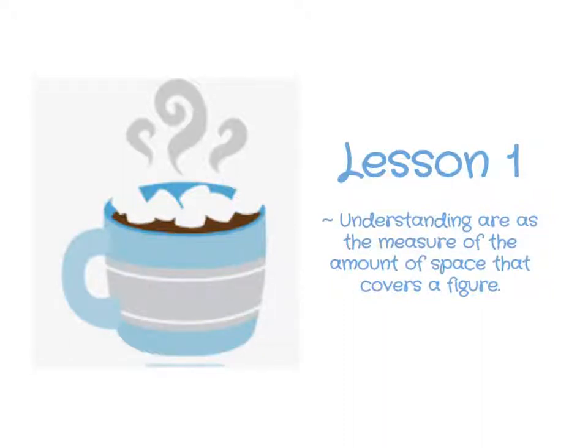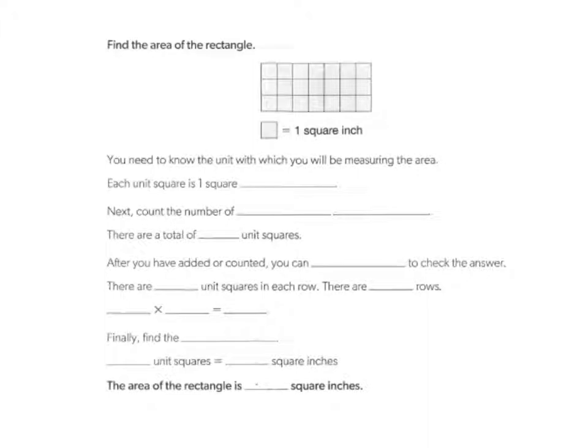For Lesson 1, we are going to understand area as the measure of the amount of space that covers a figure. Let's take a look at the example. It says, find the area of the rectangle. You need to know the unit with which you will be measuring the area. Each unit square is 1 square inch.